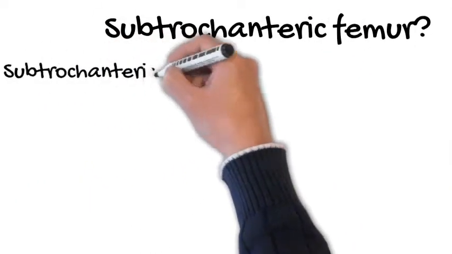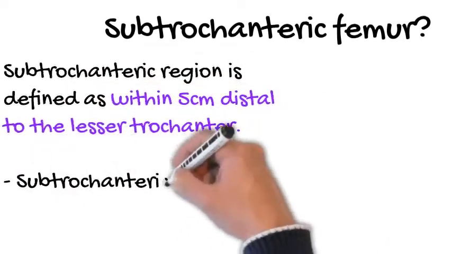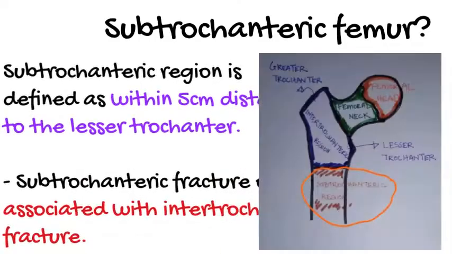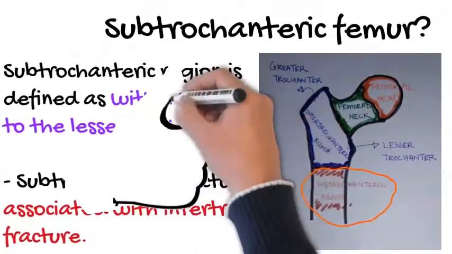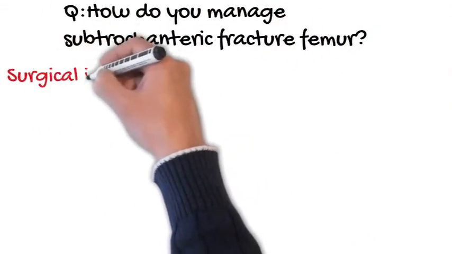How do you define a subtrochanteric femur region? It is defined as a region within 5 cm distal to the lesser trochanter. Subtrochanteric fracture is often also associated with intertrochanteric fracture. Question: how do you manage a subtrochanteric fracture femur?